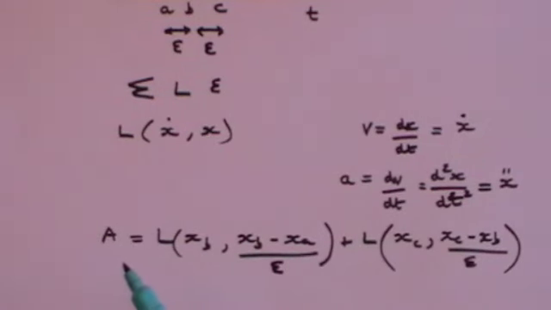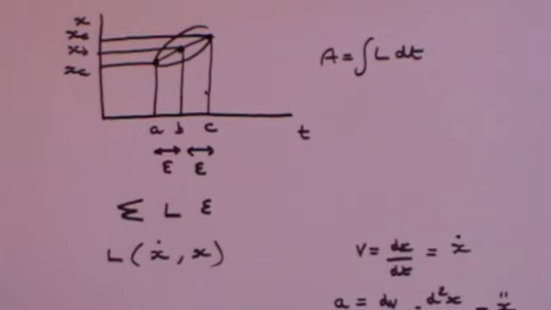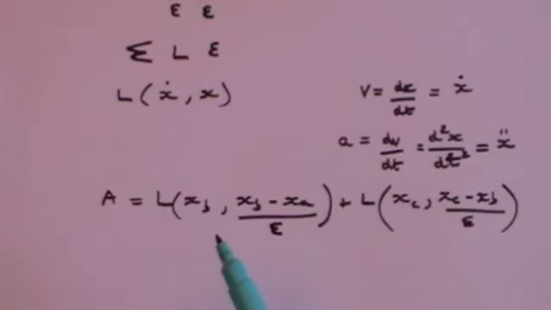So when we look at the action associated with this simple trip from A to B and B to C, we have to add up the Lagrangian associated with the journey from A to B with the Lagrangian associated with B to C. The Lagrangian going from A to B has xb as its final point, and the velocity, which is distance divided by time, which is xb minus xa over epsilon. And the Lagrangian going from B to C has as its position xc, and the velocity is distance divided by time, which is xc minus xb, finishing point minus starting point, divided by time, epsilon.